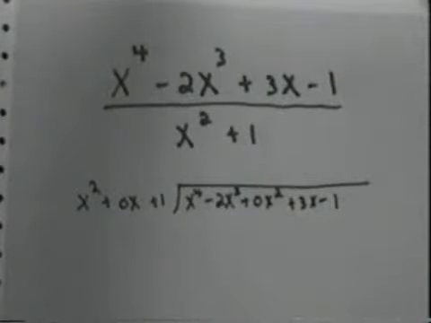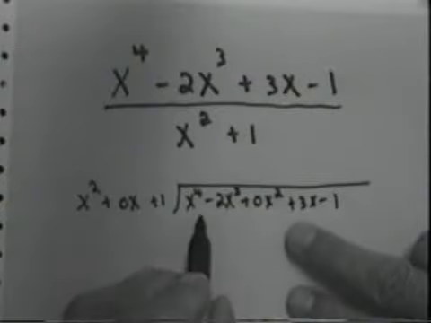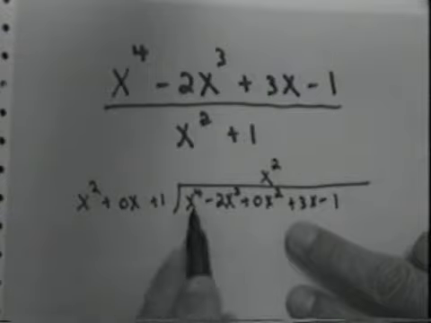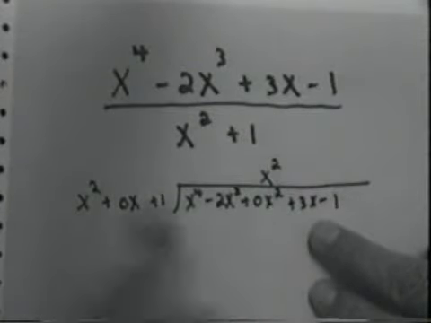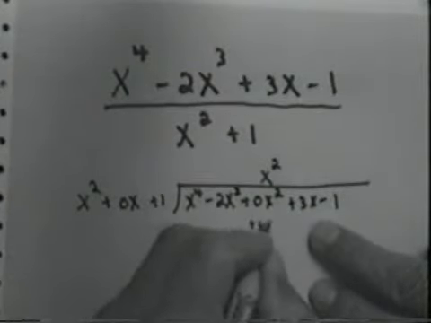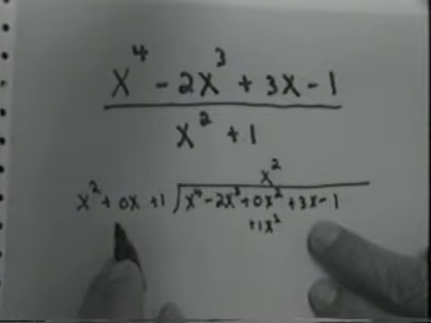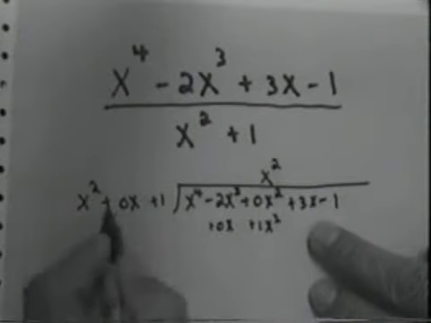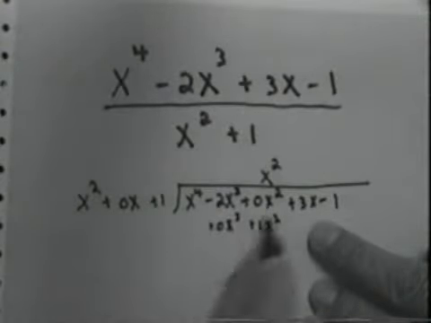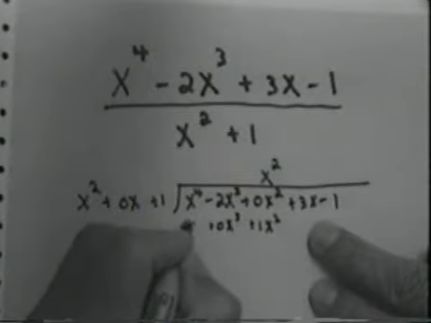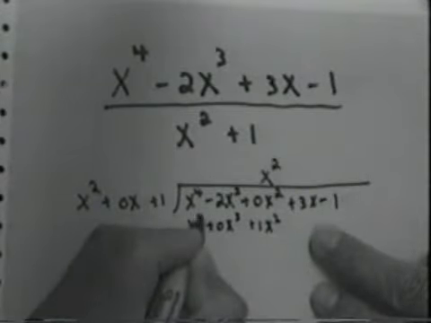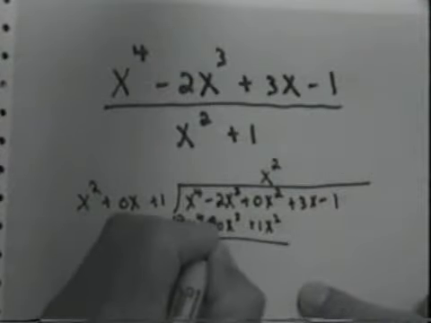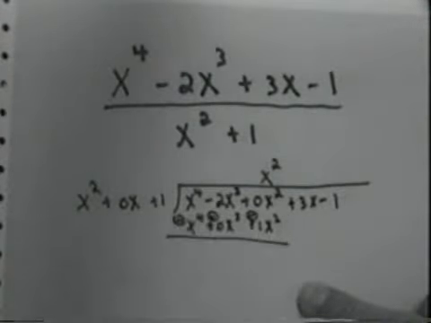I'm going through the division rather fast. X squared into x to the fourth is going to be x squared. So I divided the first into the first. Now I multiply. X squared times 1 is 1x squared. X squared times 0 is going to be 0x. X squared times 0x is 0x cubed. X squared times x squared is x to the 4th. Now I subtract by adding the opposite. That'll be negative, negative, negative.